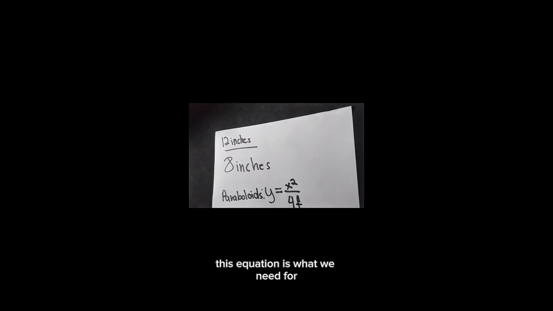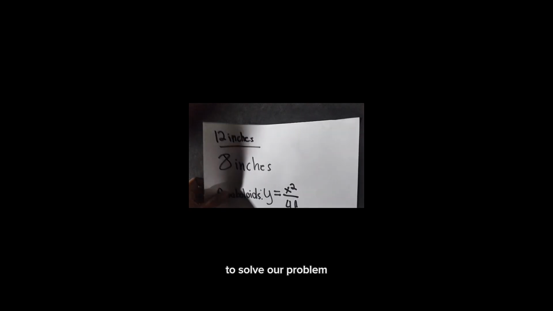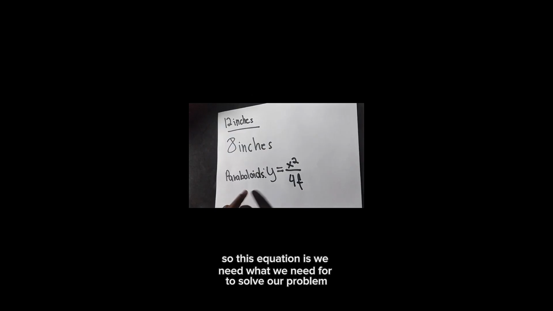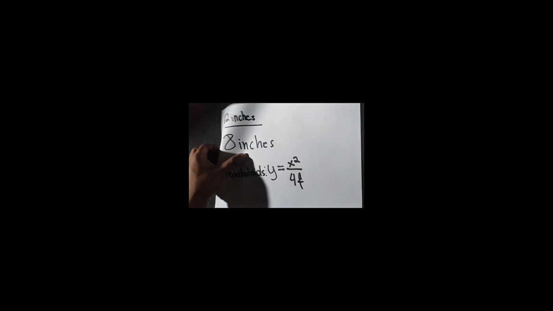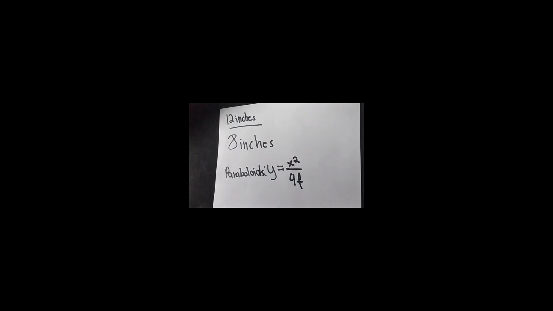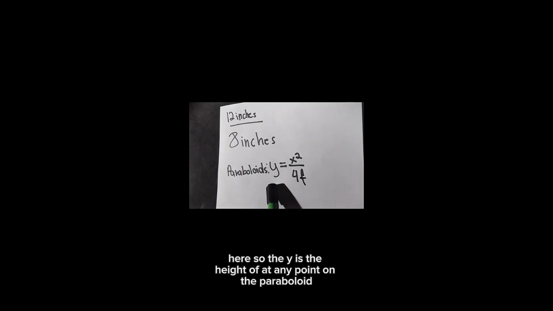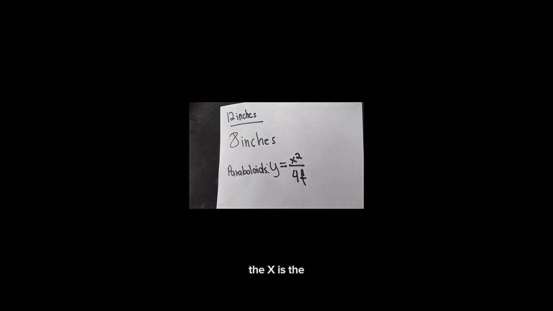This equation is what we need to solve our problem. So next, first things first, is the diameter of the opening. Here, y is the height at any point on the paraboloid, x is the horizontal distance from the center, and f is the focal length, which is where we want to place the light source.